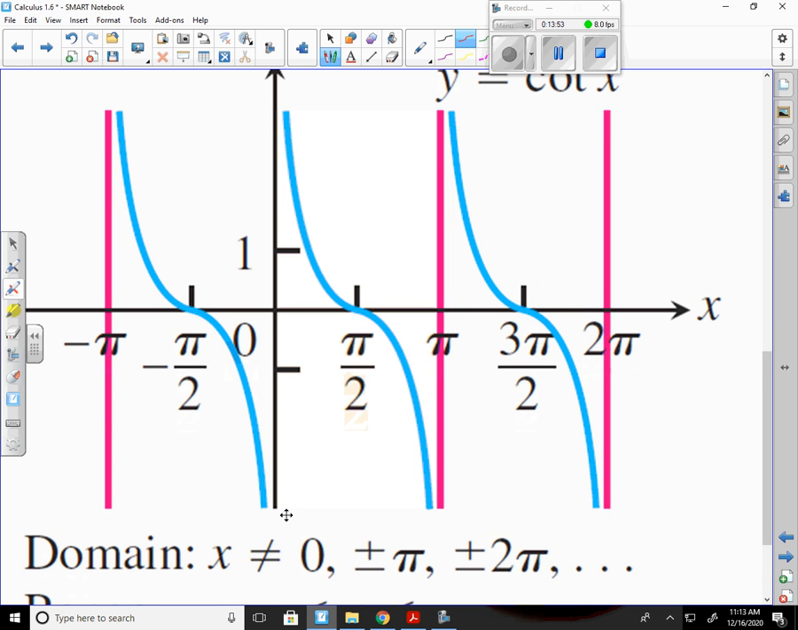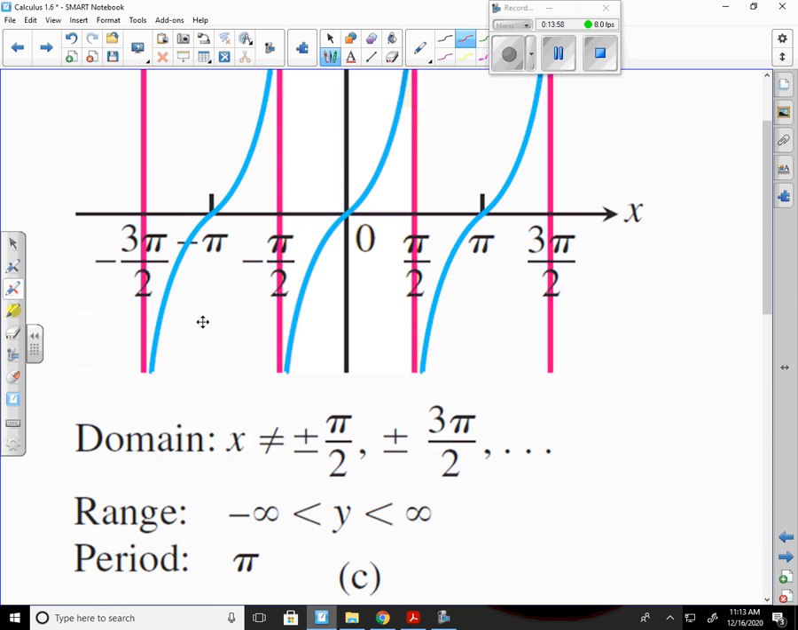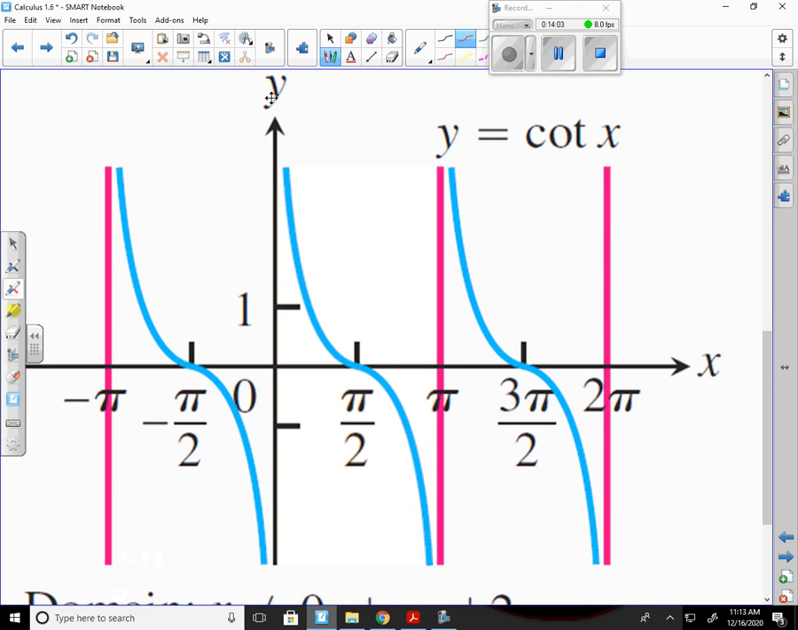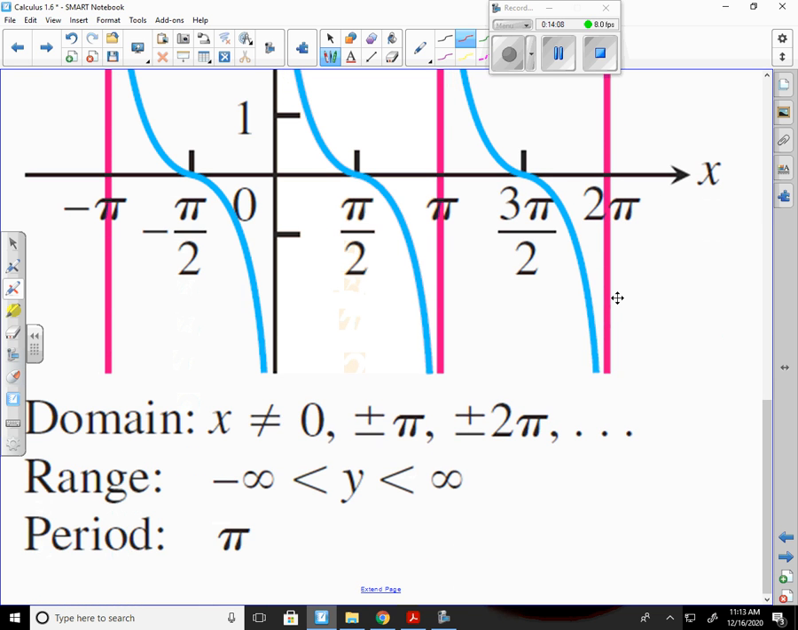So here, with the cotangent, my asymptotes aren't at the same spots. They're not at -pi/2 and -3pi/2. You're going to find that your asymptotes are at 0, -pi, pi, and 2 pi. So my domain cannot be equal to 0, -pi, or positive pi, -2 pi, or positive 2 pi, and this one goes up by pi each time. My period is pi, and my range is from -infinity to infinity.